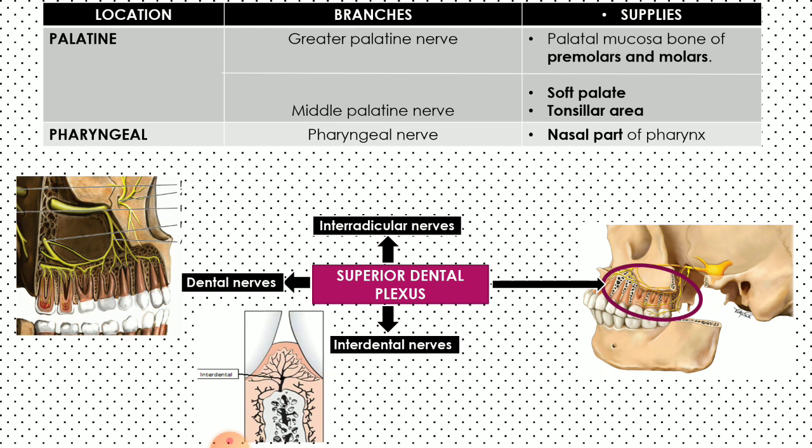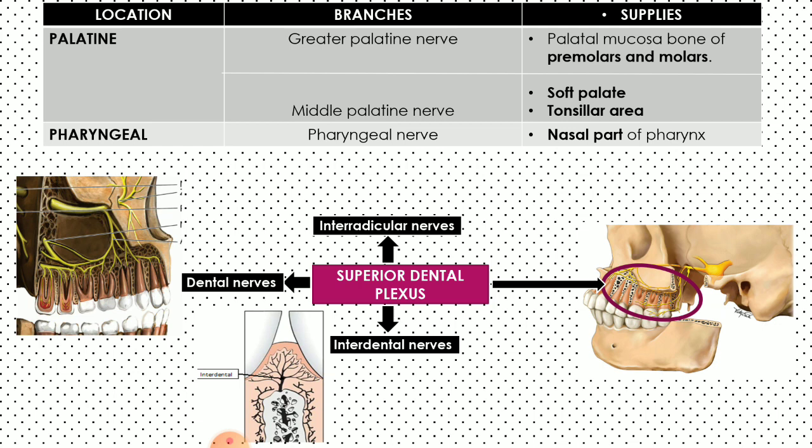Moving on to the palatine area, we have the greater palatine nerve and middle palatine nerve. The greater palatine nerve supplies mainly premolars and molars, and the middle palatine nerve supplies the soft palate and tonsillar area. So in the palatine area, the premolars and molars are supplied by the palatine nerve, whereas the incisors and canine are supplied by the nasopalatine nerves. Pharyngeal nerve supplies the nasal part of the pharynx.